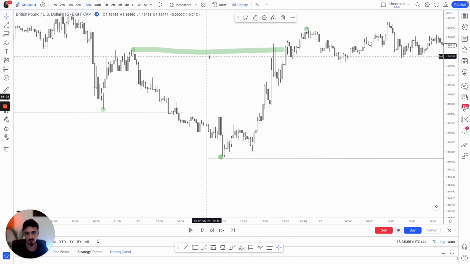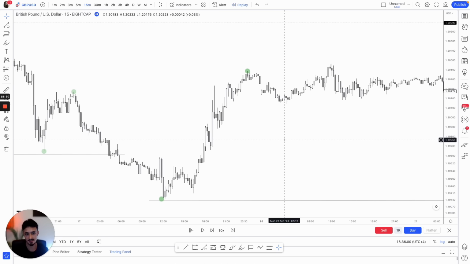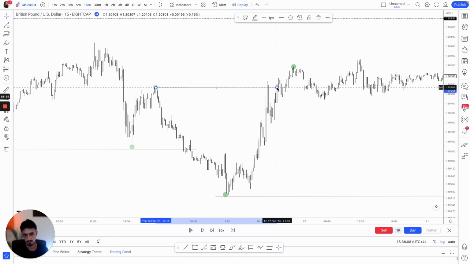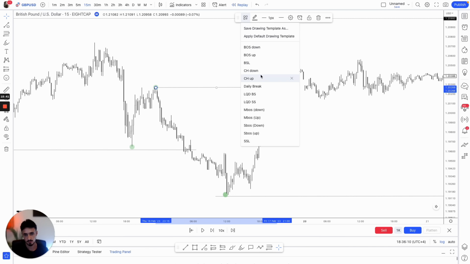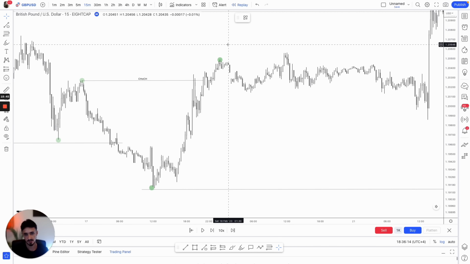So that change of character right there confirms to us that the 4-hour time frame is now coming for a pullback. So we mark this as the change of character to the upside, and now we have our low and our new high. Then you can see price pulls back and then goes and does what? Puts in a new higher high. So then we have a break of structure.